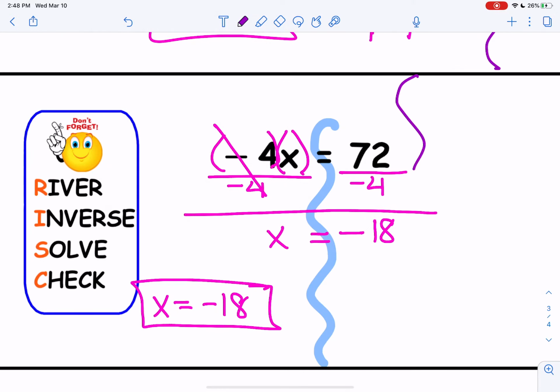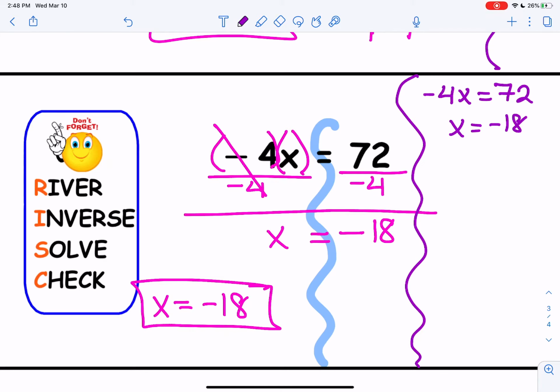Once again, we can check to see if we did this correctly by starting with the original equation. -4 times x equals 72. We're saying that x equals -18. And now I'm going to plug in -18 for x and see, does it work? Will I get positive 72? And if you check it, 4 times 18 does equal 72, and we have two negatives. They both have the same sign, right? They're both negative, so that means our answer is going to be positive. So yes, it equals positive 72.